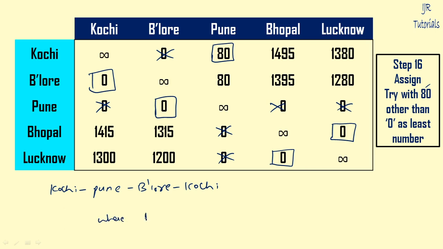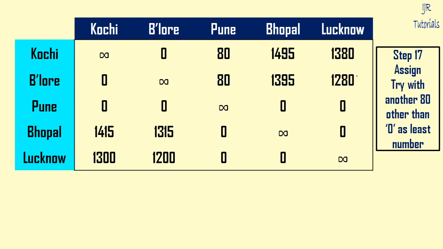So where about Bhopal and Lucknow? So that means it is not an optimal route. It is not an optimal route. So that means he visited only two cities. Where about Bhopal and Lucknow? So that's the reason it is not an optimal route. So again we can go to the next step, step 17.